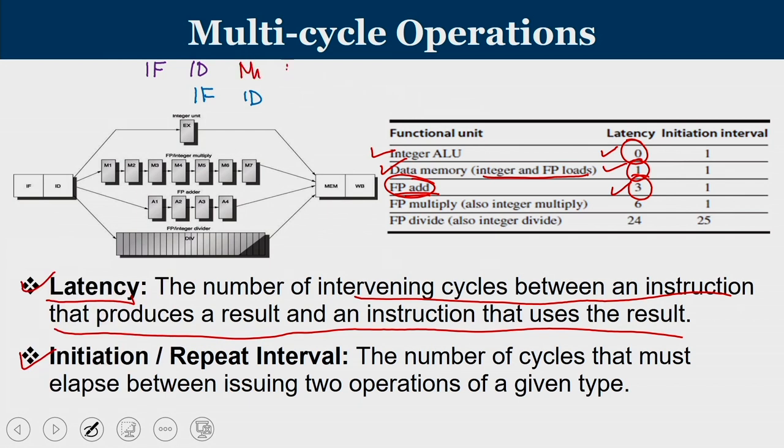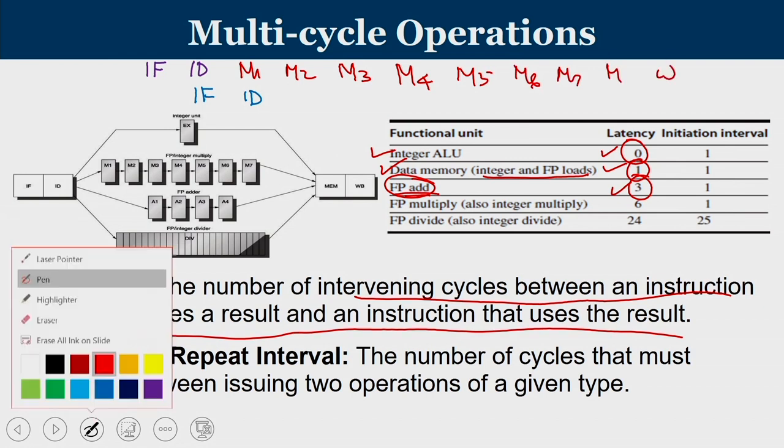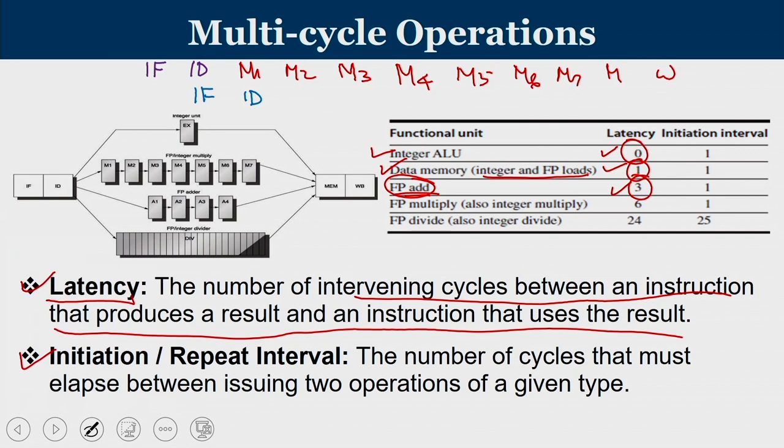So it is M1, M2, M3, M4, M5, M6 and M7, followed by MEM and write back. These are the stages. Now, if somebody else wants to use this result, the result is available only after M7. So the EX should be here, then EX, MEM and write back.